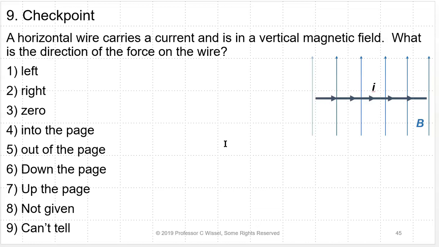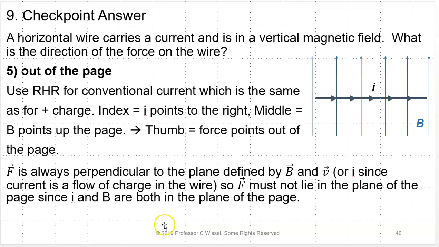A horizontal wire carries a current in a vertical magnetic field. What is the direction of the force on the wire? Well, you can treat the current as a flow of positive charges. Use the right-hand rule for the conventional current, which is the same as for a positive charge. Index, which is the current, points to the right. Middle finger, which is the magnetic field, points up the page. The thumb, which is the force, points out of the page.